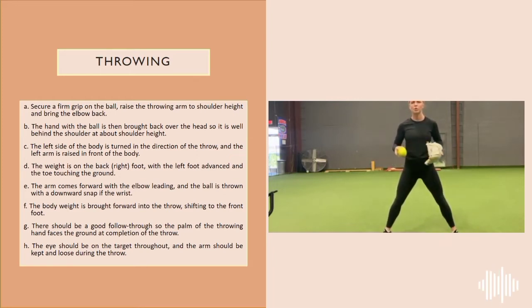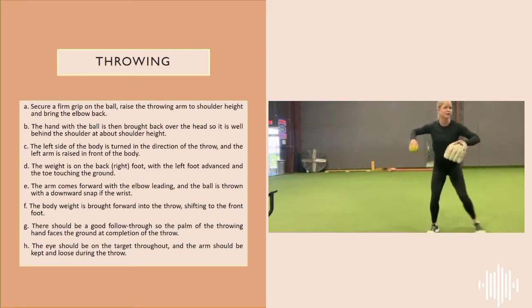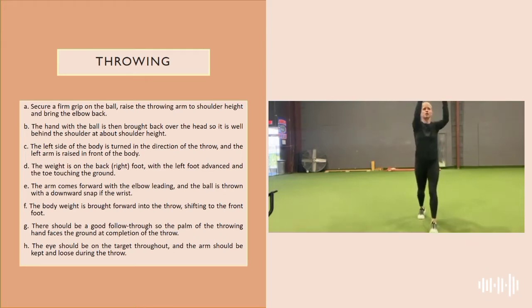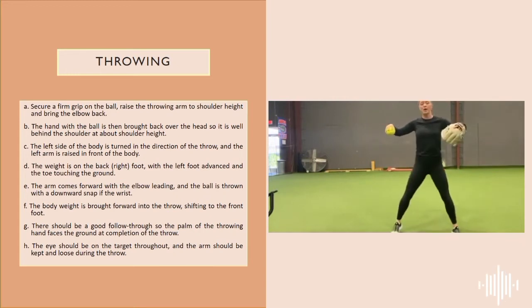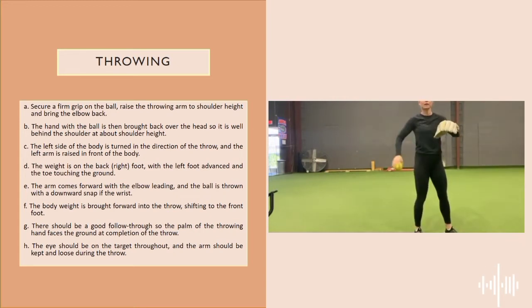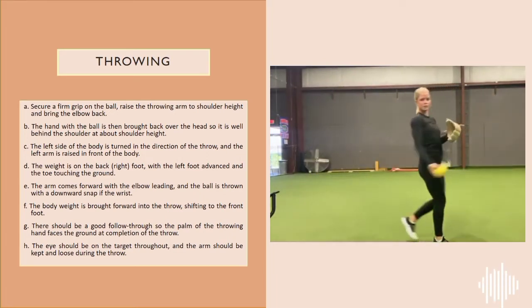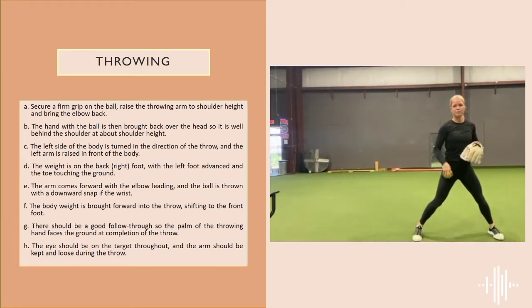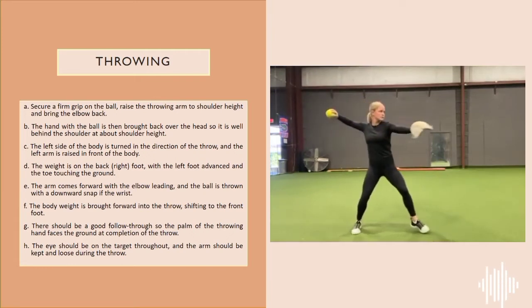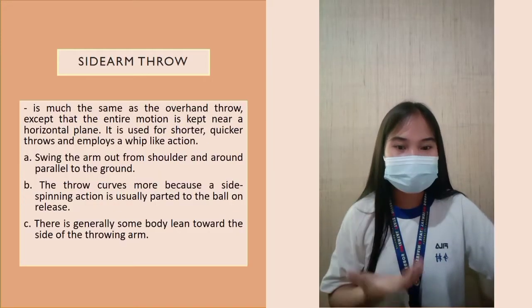D. The weight is on the back right foot with the left foot advanced and the toe touching the ground. E. The arm comes forward with the elbow leading and the ball is thrown with a downward snap of the wrist. F. The body weight is brought forward into the throw, shifting to the front foot. G. There should be a good follow through so the palm of the throwing hand faces the ground at completion of the throw. And lastly, the eye should be on the target throughout and the arm should be kept loose during the throw.